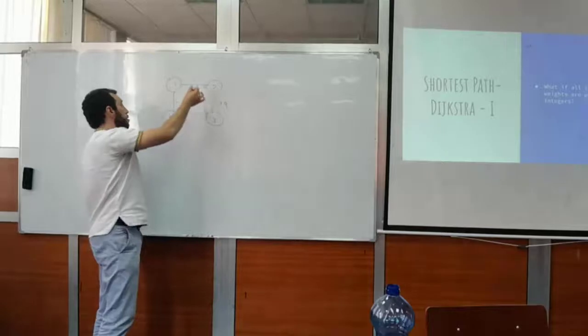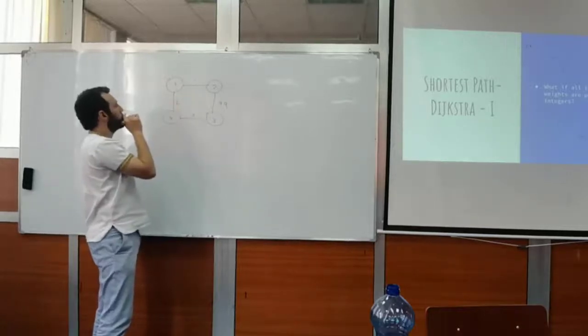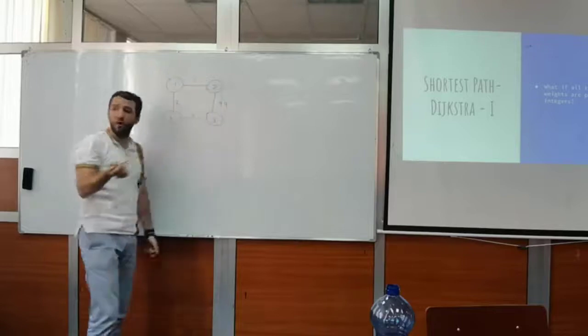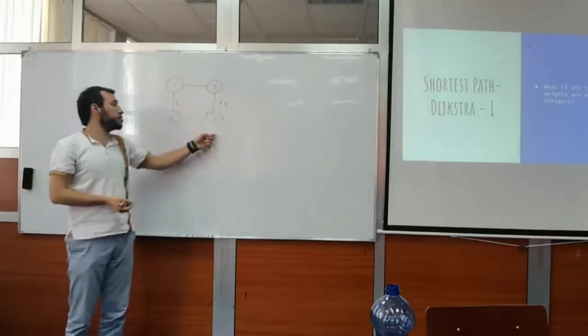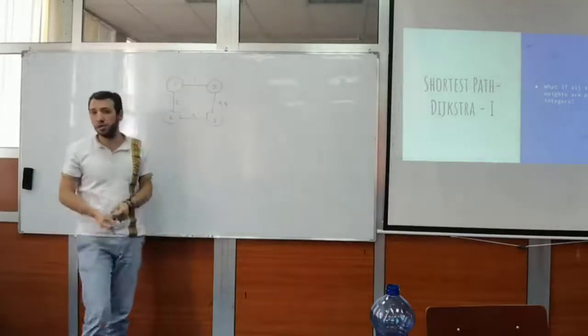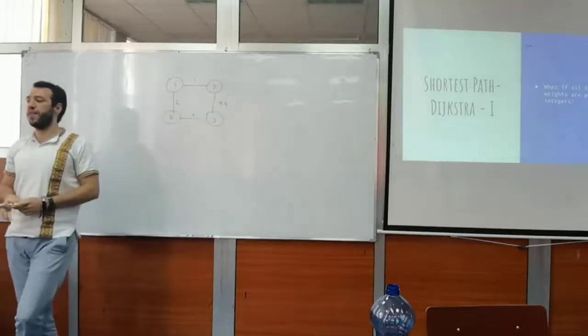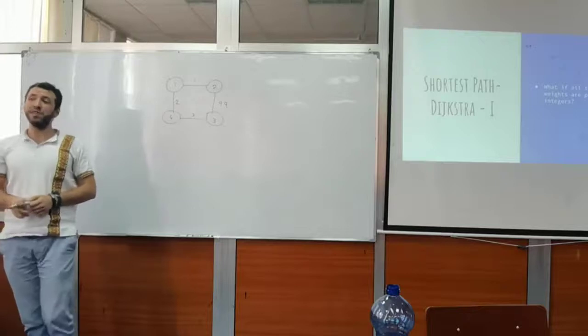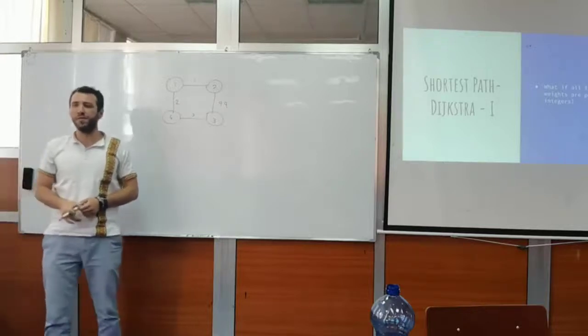And then after that, first 2 is going to be executed before 4. And then 2 is going to insert 3 with distance 100, which is definitely not the shortest path. So yes, BFS is not working. But can we actually do a slight modification on BFS to make it work?